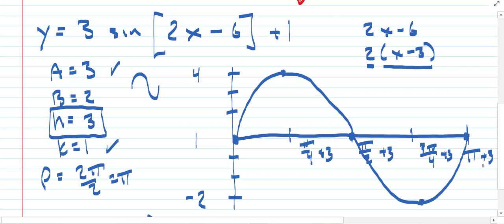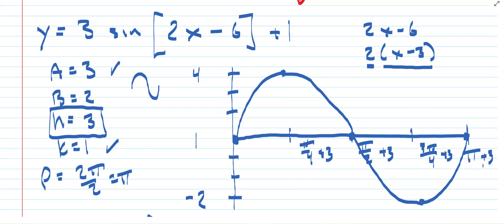Now, if you were to graph this in Desmos, Desmos would actually give you a numerical value for pi over 4 plus 3 or pi over 2 plus 3 as a decimal value. And you can easily take pi over 4 plus 3 and find out what the decimal equivalent is of that. But this is really all you need to do to draw a quick graph of this particular sine function.